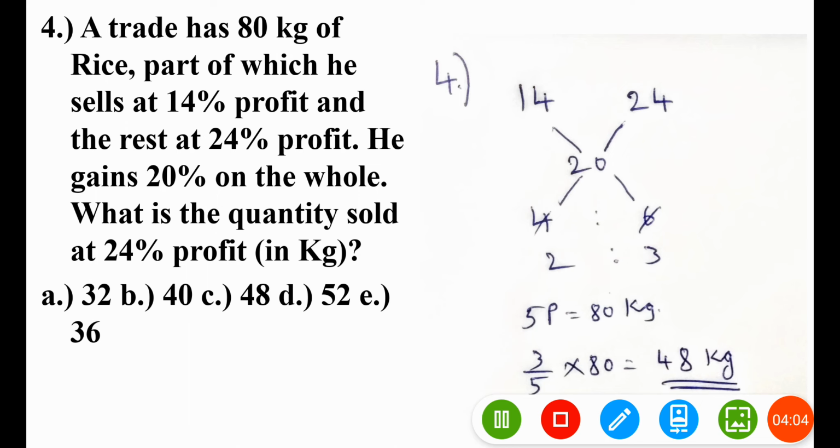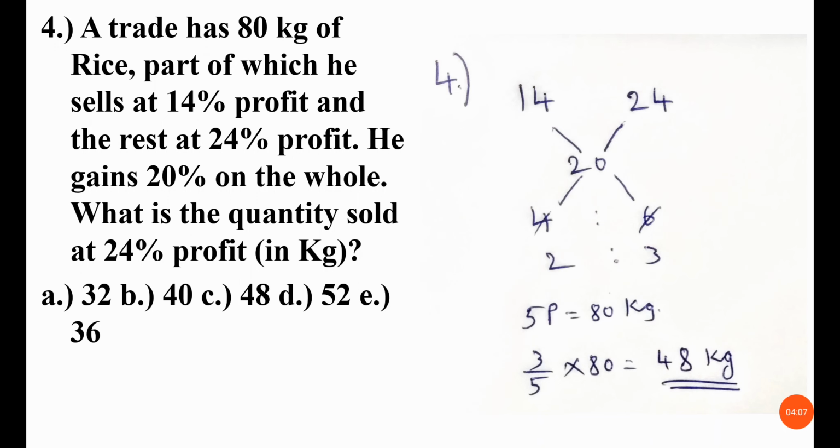Fourth question. A trader has 80 kg of rice, part of which he sells at 14% profit and the rest at 24% profit. He gains 20% on the whole. What is the quantity sold at 24% profit? There is rice of 80 kg and it was sold at two kinds of profits. One profit is 14% and another profit is 24%. As a whole, the profit he achieved was 20%. And we were asked to find the quantity sold at 24% profit.